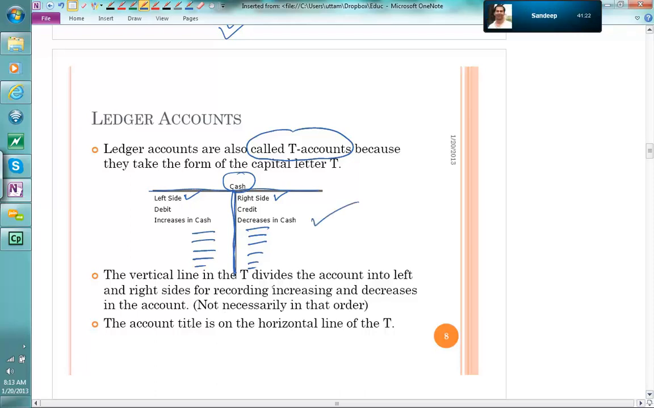The vertical line in the T divides the account into left and right sides for recording increases or decreases, depending on the account. The account title is on the horizontal line of the T. Here you are given the account title, the account number and the folio number. We'll also talk about the meaning of folio. So you have the account title, the debit side and the credit side. This is always the case, and that's why it is known as a T account.